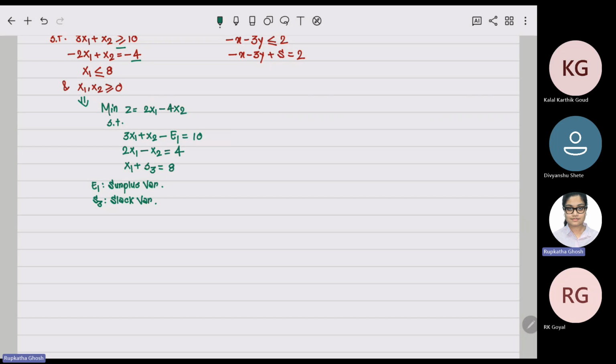Now, just one thing that I want you to know. You are introducing E1 and S3, right? I wrote E1 and S3 because E1 corresponds to the constraint number. Now, if you see, E1 and S3 do not have any participation in the objective function. So I can write it as plus 0 into E1 plus 0 into S3.